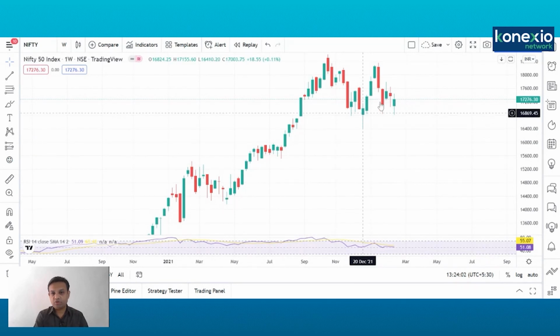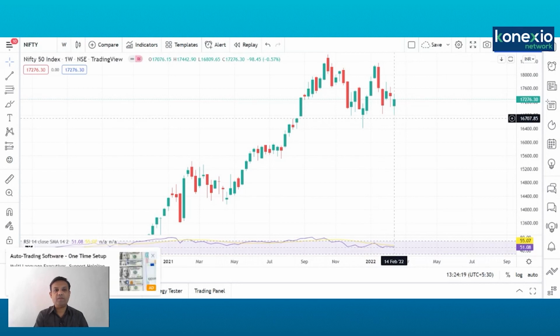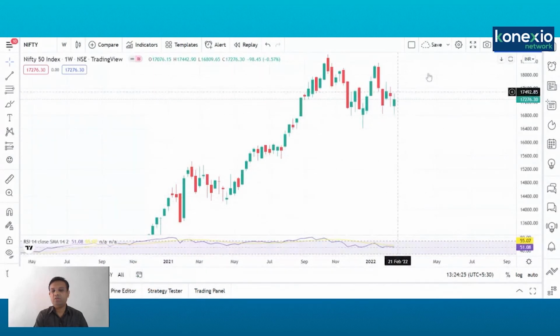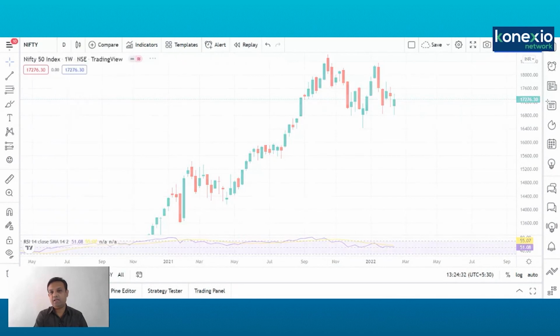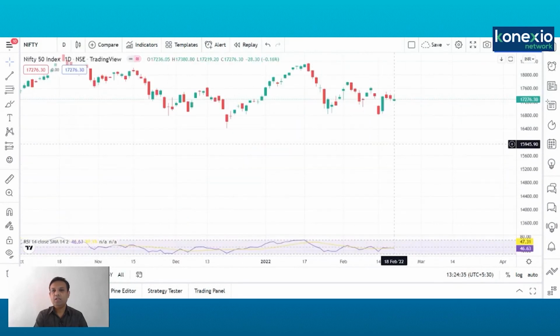6 to 7 weeks earlier, this was also a high wave candle, and from there we have seen a sharp rally for 3 consecutive weeks. Now the similar pattern has happened over here. But for this kind of rally, Nifty needs to break its weekly high, which is around 17,442. So until Nifty breaks 17,450, we might see Nifty trade in a broad range. Now this is the daily charts.